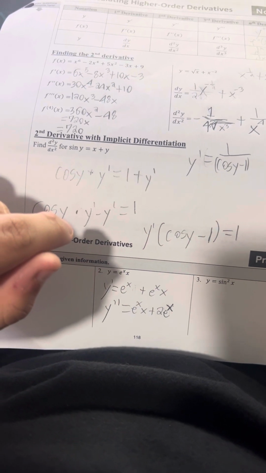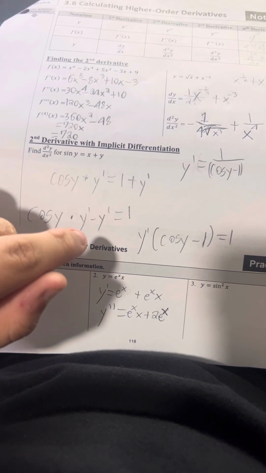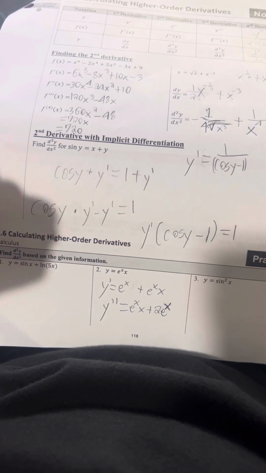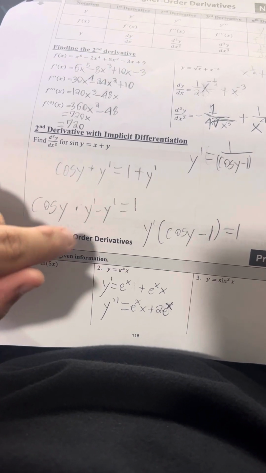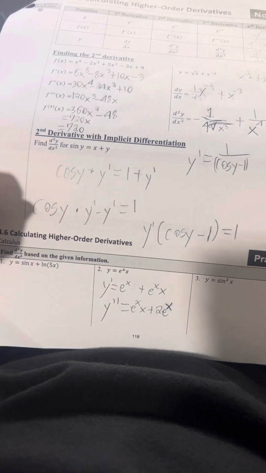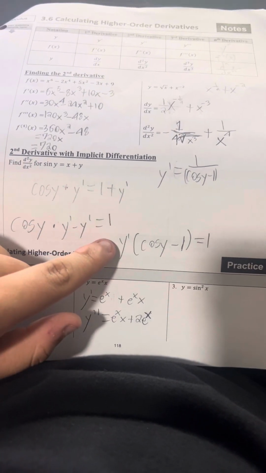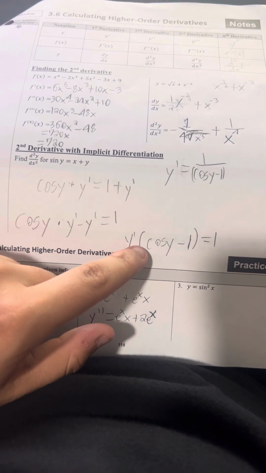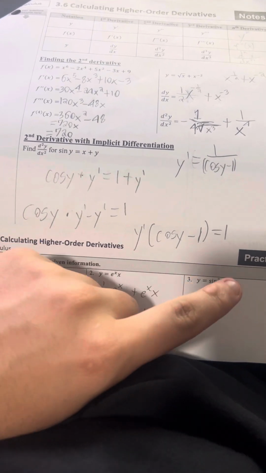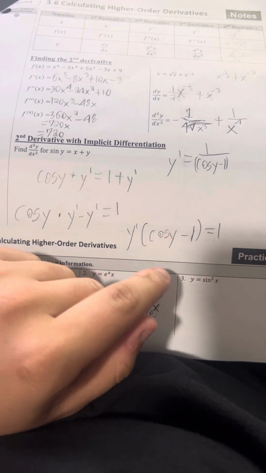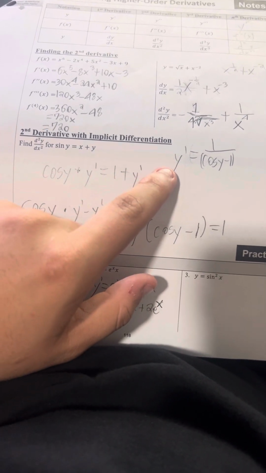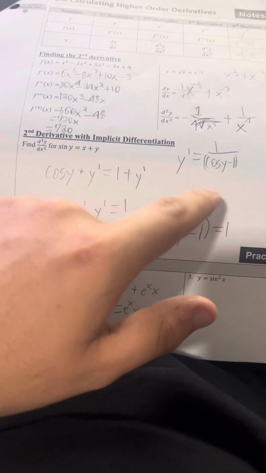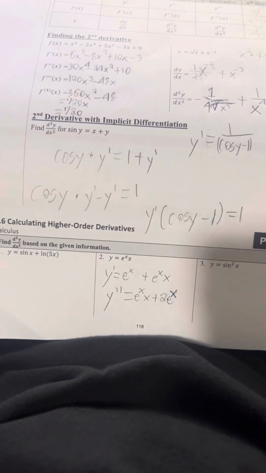And then we will take a y prime out. So then we'll get y prime times cosine y minus 1 equals 1. So we're going to divide that over, and because we're trying to isolate y prime, we get y prime equals 1 over cosine y minus 1.